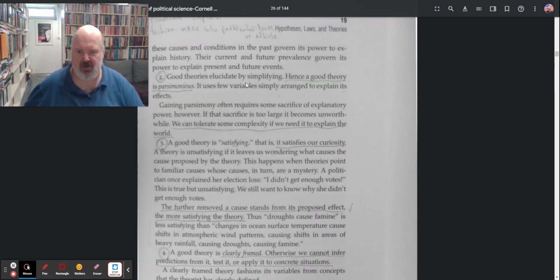Now, two, good theories elucidate, clarify, spell out by simplifying. Hence, a good theory is parsimonious. It means do more with less.